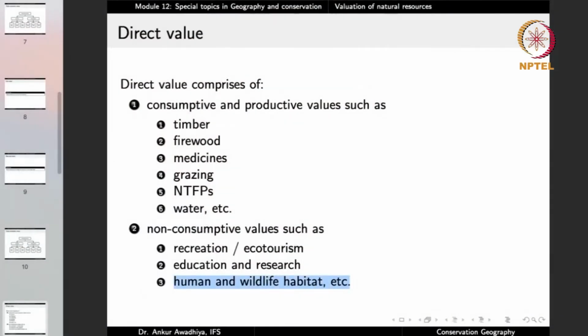Similarly, if the forests are being used as wildlife habitats and we are gaining values from different kinds of wildlife, say through tourism, in that case again we are not consuming the forest by its use as a habitat. So these are the non-consumptive uses of the forest, and the direct value of a resource comprises all the consumptive and productive values plus all the non-consumptive values.